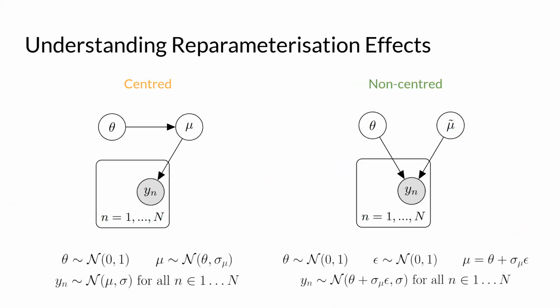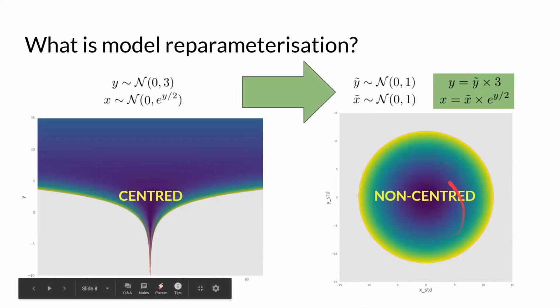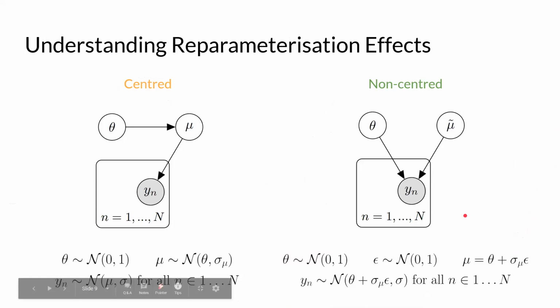But the thing is that it's not so easy when we have actual data. In the case of Neal's funnel, we don't have data, and it's very easy to see that that's what our density is going to look like if we non-center. But when we have data, we don't know what the shape of the posterior is. So let's explore this through another example.